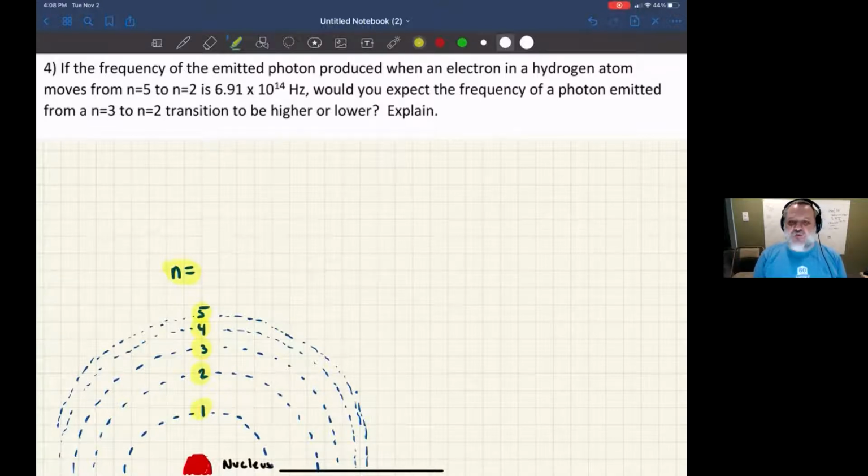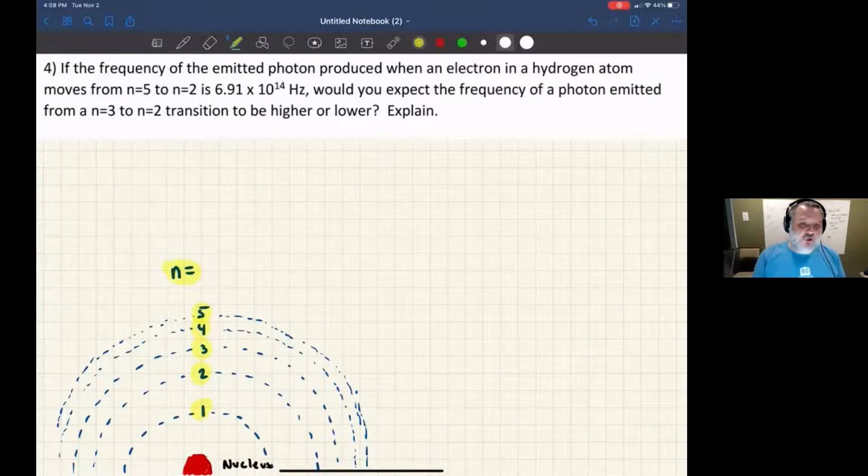Each one of these levels, the spacing gets closer and closer together. And the reason is that the energy that it takes to get from level 1 to level 2 is more than the energy that it takes to get from level 2 to level 3, and then again from level 3 to level 4, and again from level 4 to level 5. The energy increases in this pattern.